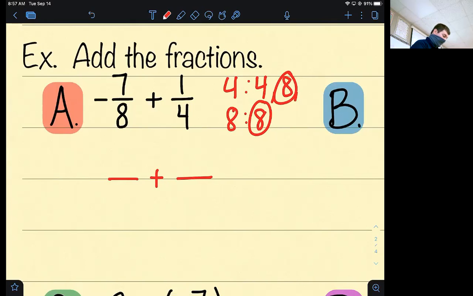So because my denominator is going to be an 8, that means I don't even have to change the first fraction. The only thing I'm going to do differently about the first fraction is take the negative that's written off to the side and put it up here with the 7 so I don't forget about it.